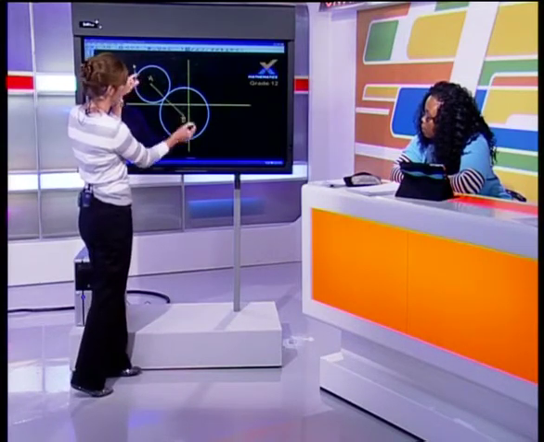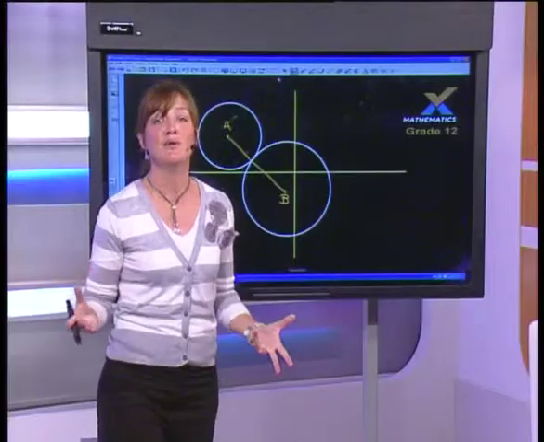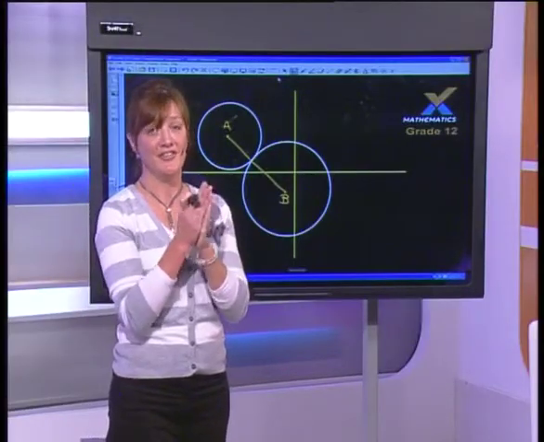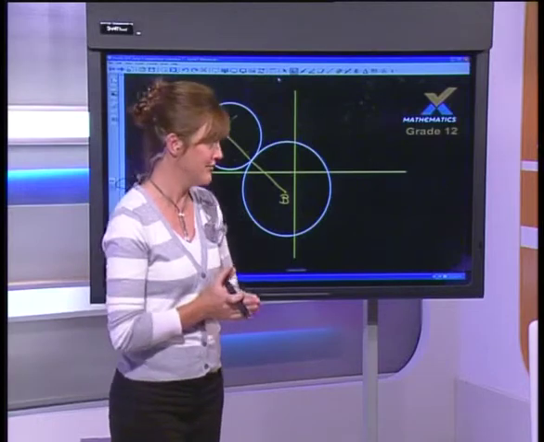Now, if the sum of my two radii is the same as the distance from one circle center to the other circle center, that's proving that your two circles are only touching at one point, okay?